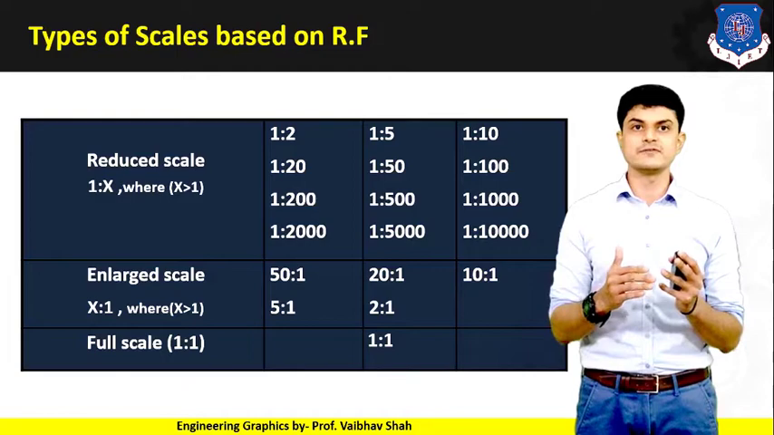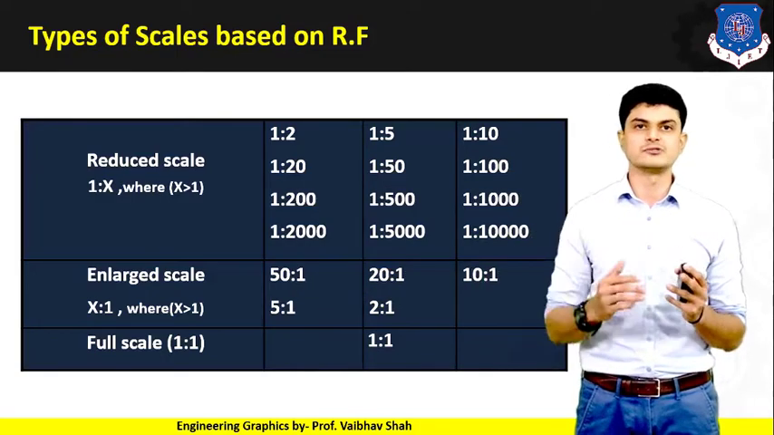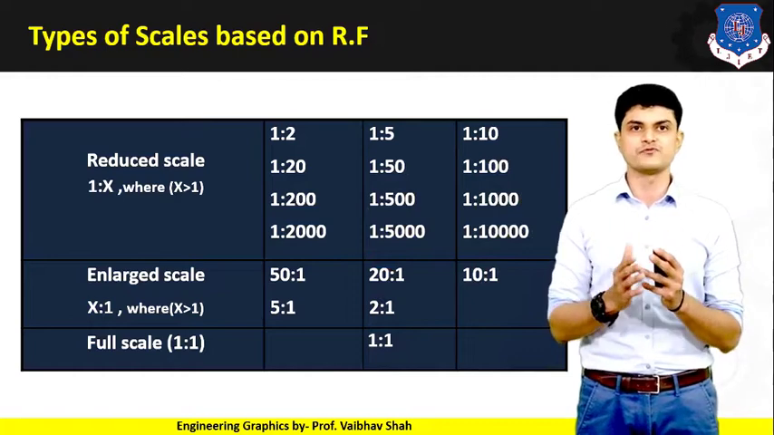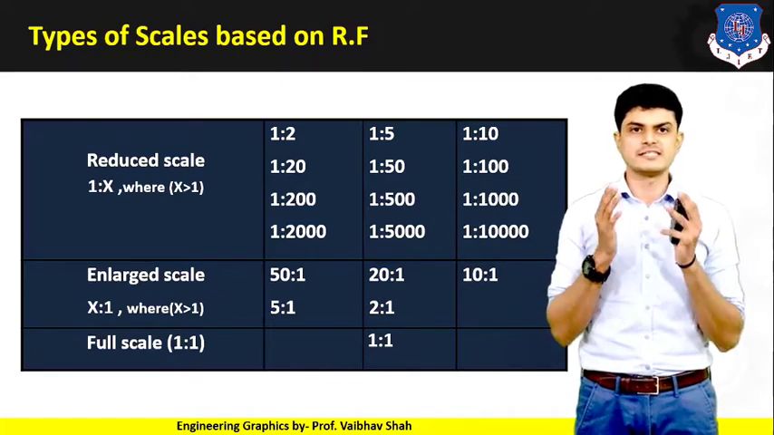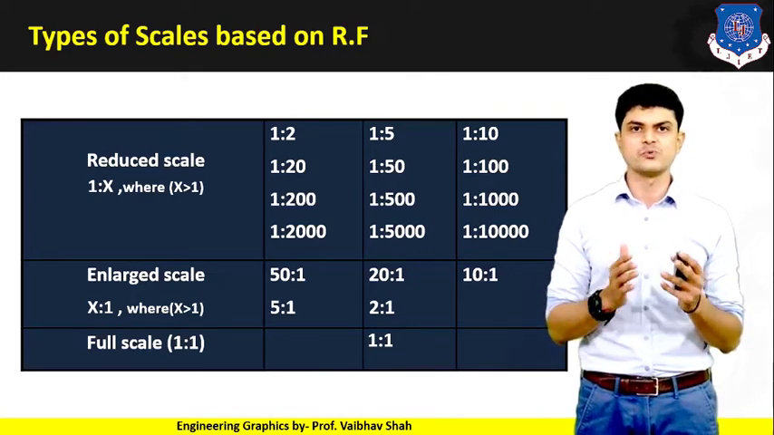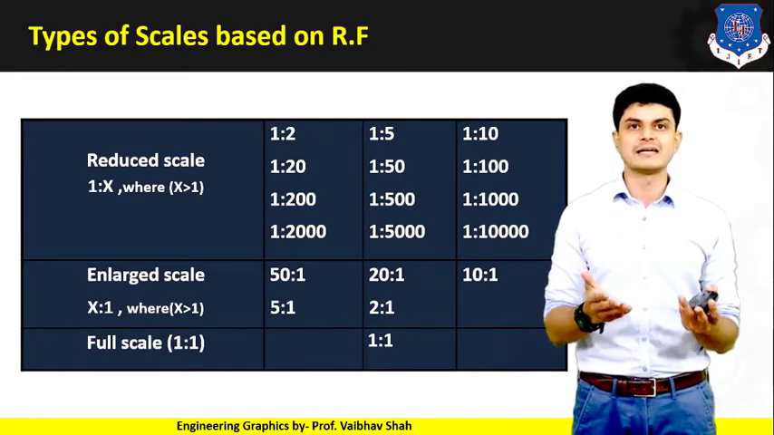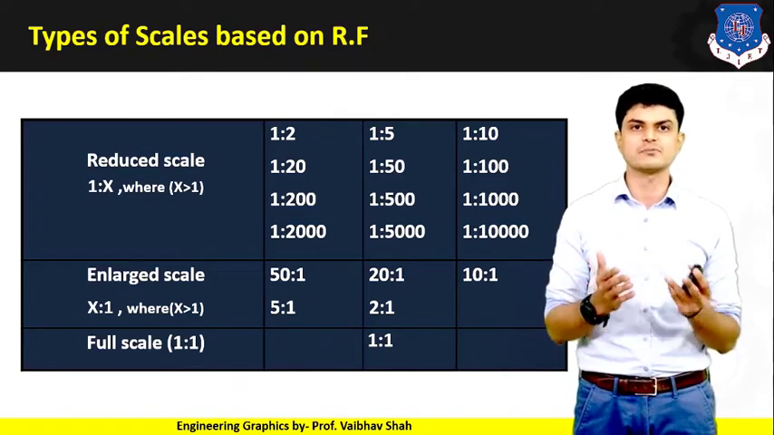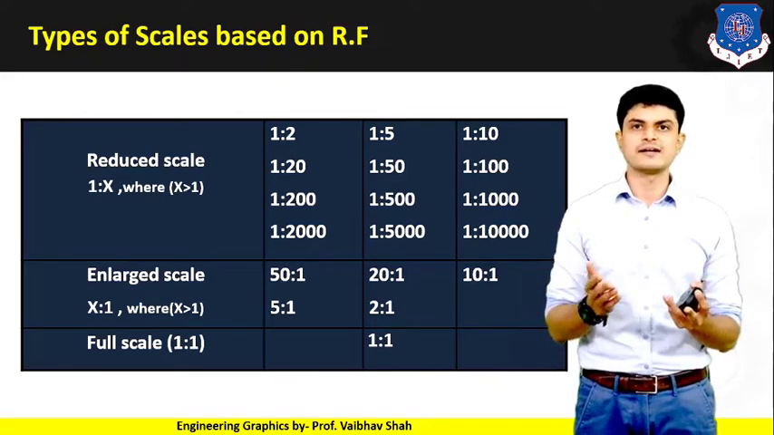Now let us see the final scale, which is your full scale. Full scale is the 1:1 form. Whenever you are drawing the actual object in the same dimension on your drawing sheet, then this must be your full scale. We are not reducing the dimension, or enlarging the dimension at all. This type of scale is your full scale. Now let us move ahead.